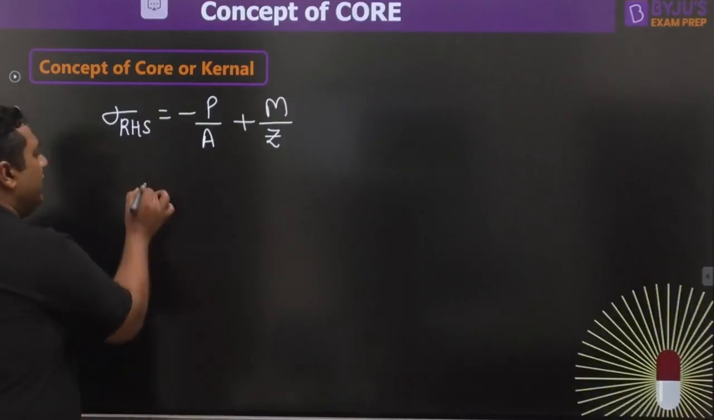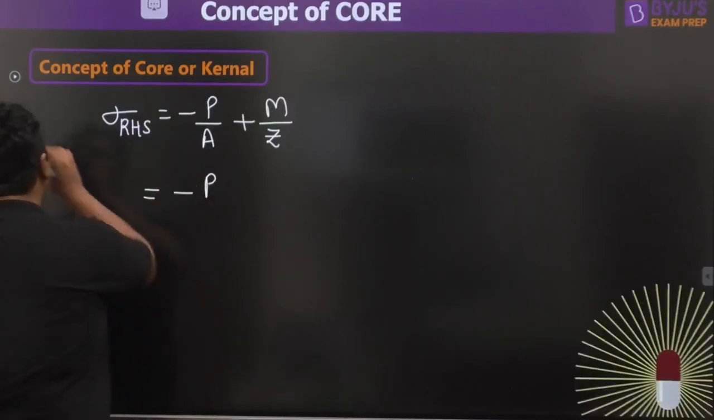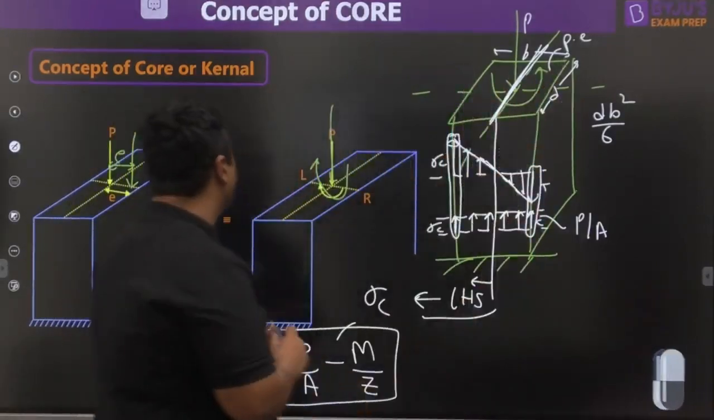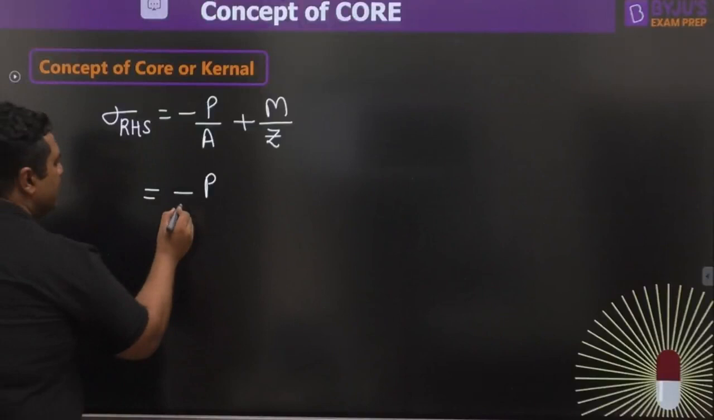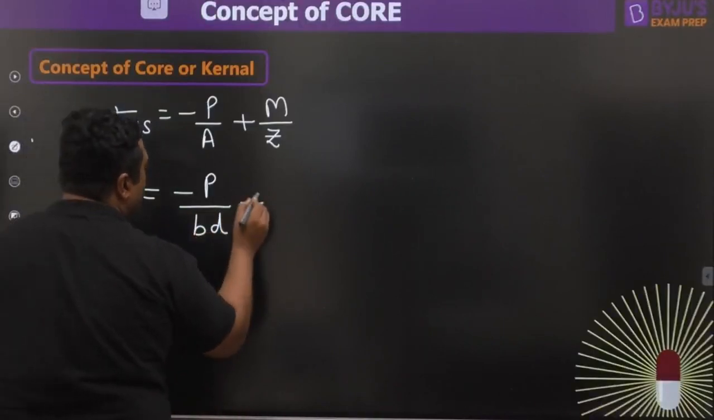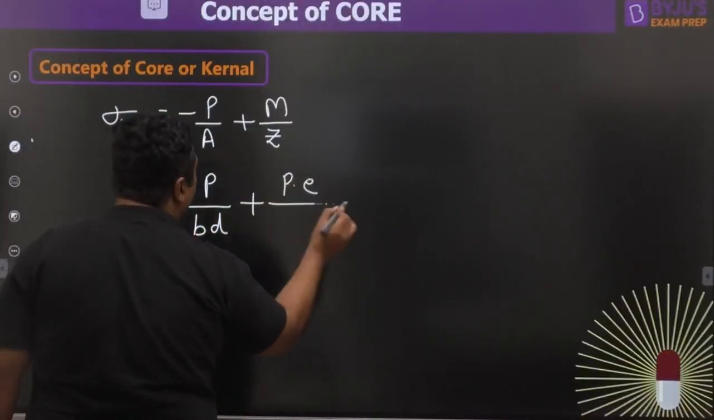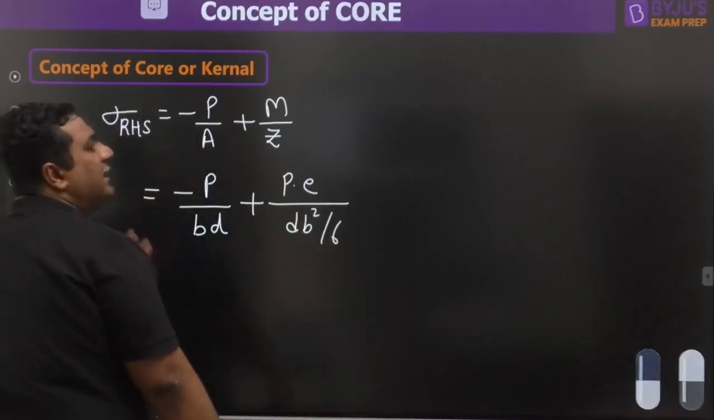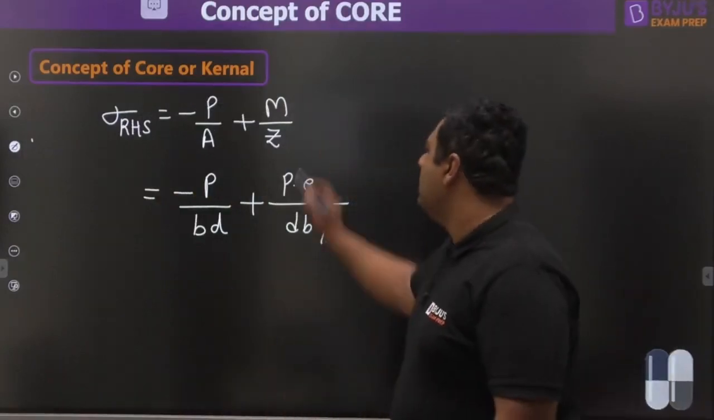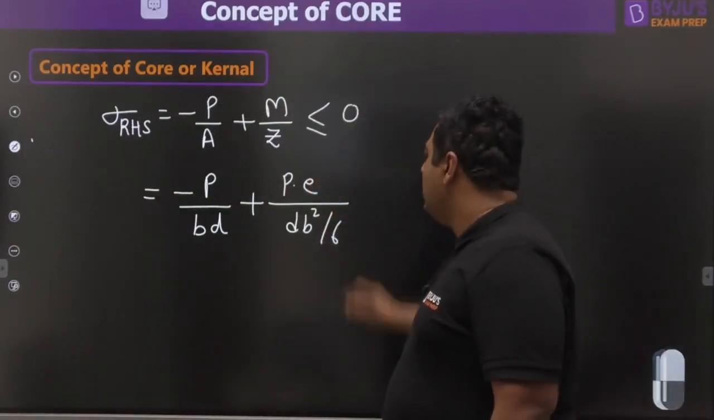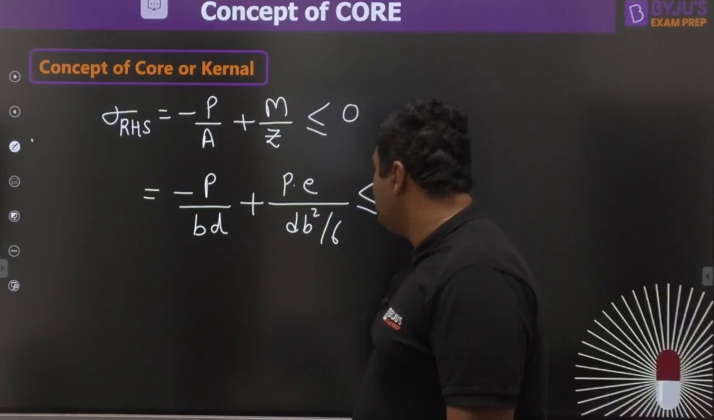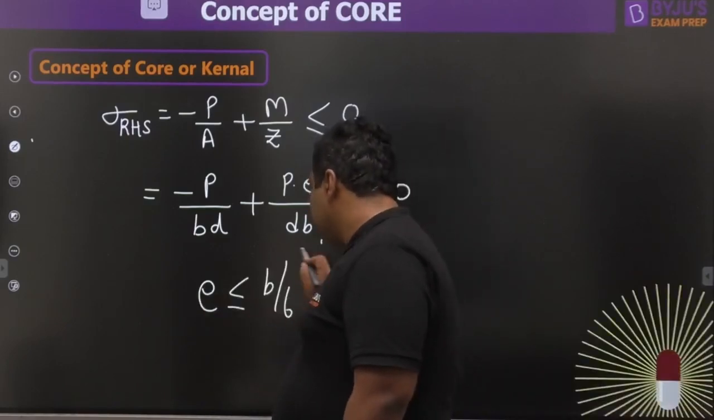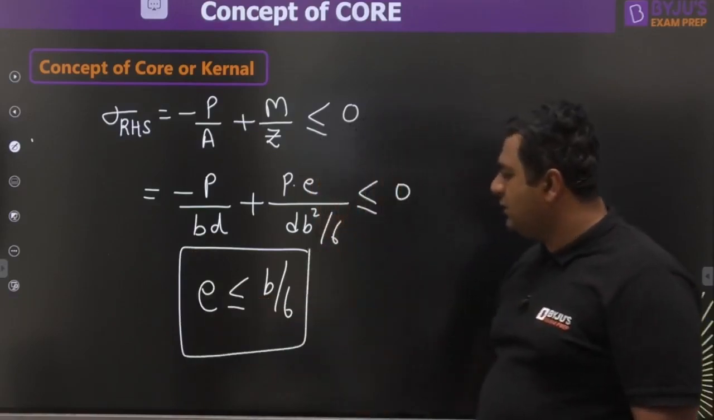So we will be putting the value: minus P by the area of cross section, which is B into D, plus P into E by D B square by 6. And if you are saying that it should not have any kind of tension, put it less than or equal to 0. By putting it less than or equal to 0, you will get E to be less than or equal to B by 6. Eccentricity to be less than B by 6.